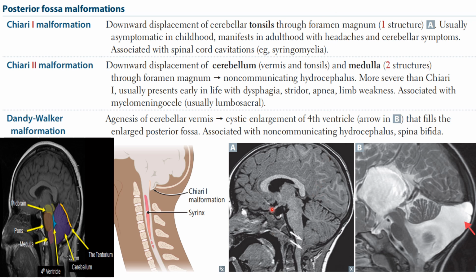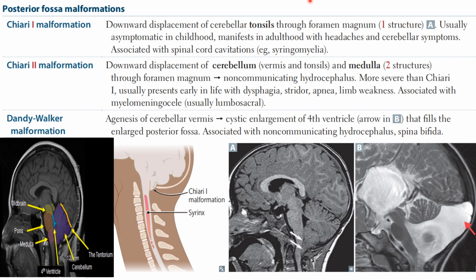Also, there's one more thing to see here: there is just one structure displacement happening here. Only the cerebral tonsils displacement is happening. Whereas in the other one, we can see the displacement of two structures, which is cerebrum and medulla. Well, we are going to comment on it later. First, let's see the other line. Usually, it is asymptomatic in childhood.